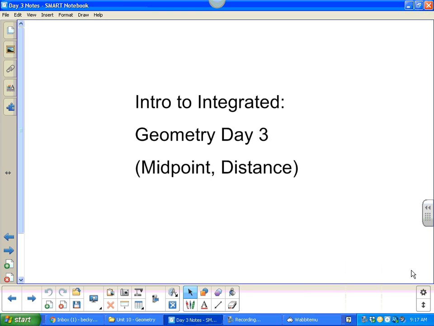So this is day 3 and the final day of our geometry unit. And we're going to focus on midpoint and distance, which we'd already discussed way back in unit 1, but we're going to apply it to geometry.